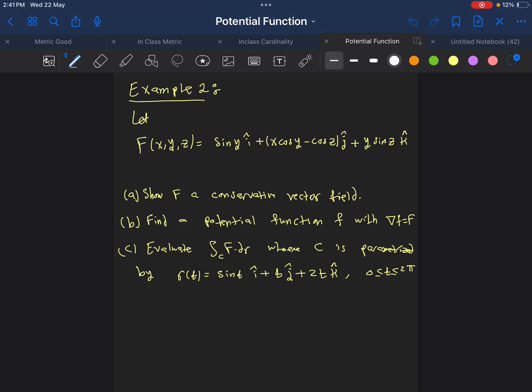Welcome student to part 2 of the potential and conservative functions. In this example, I have a vector field consisting of three components i, j, k, and the first question I need to answer is to find whether this vector field is conservative.